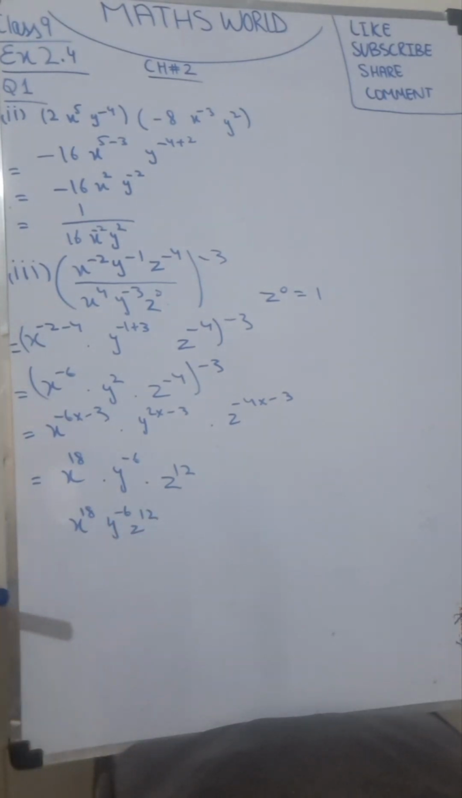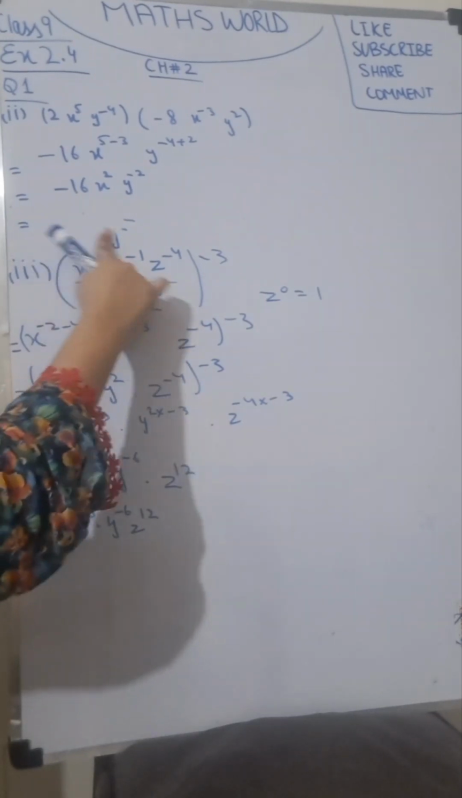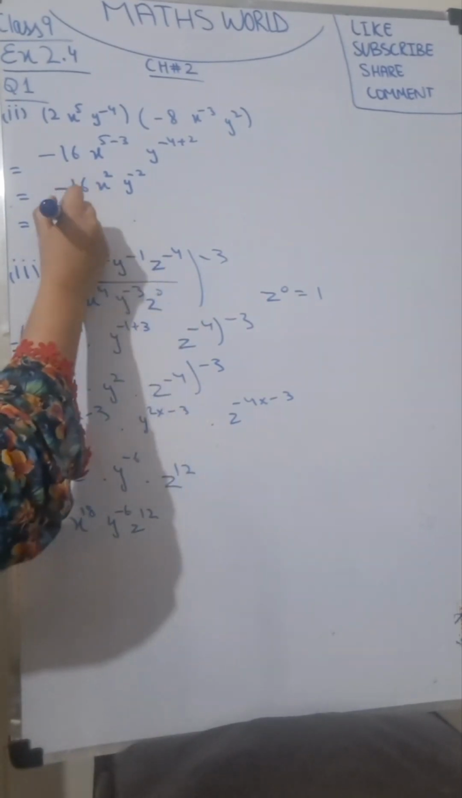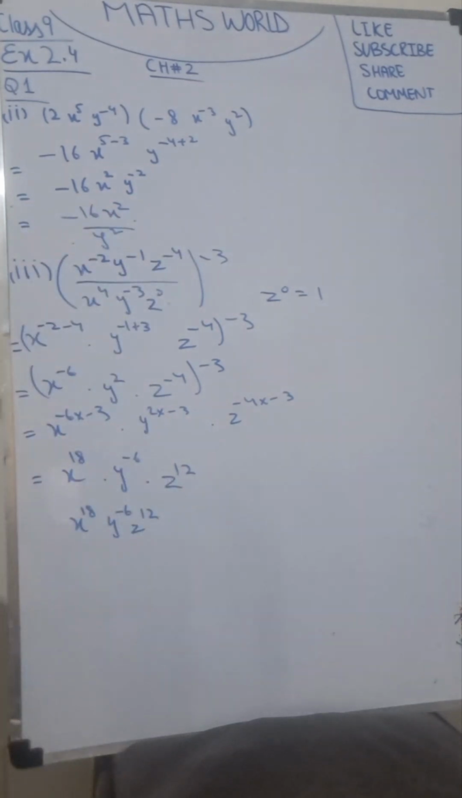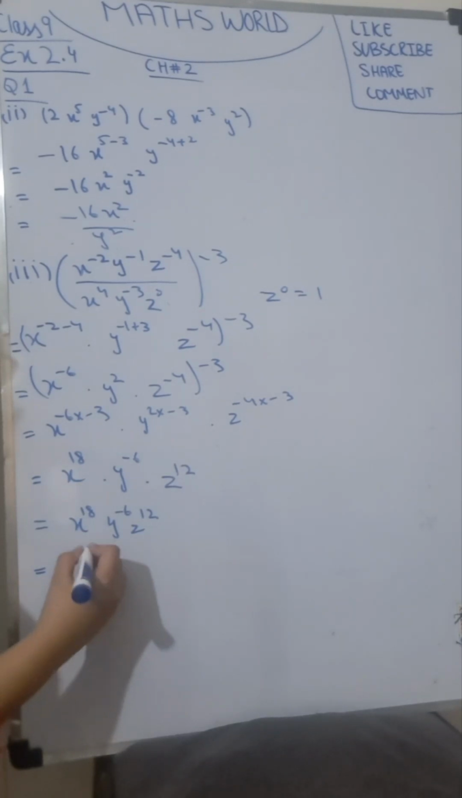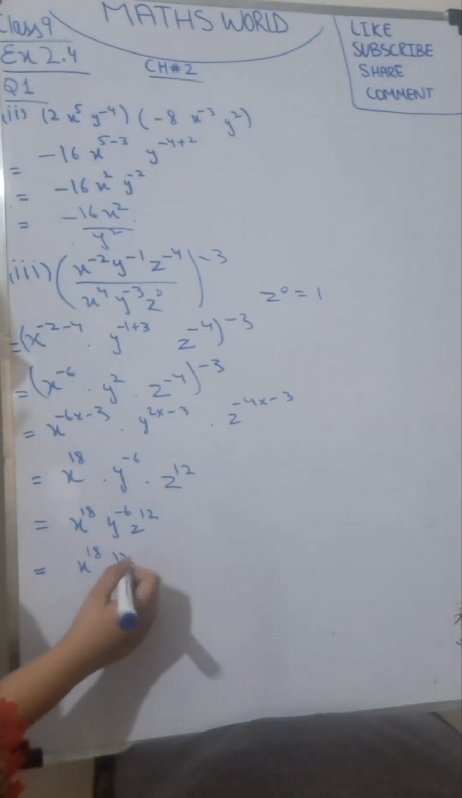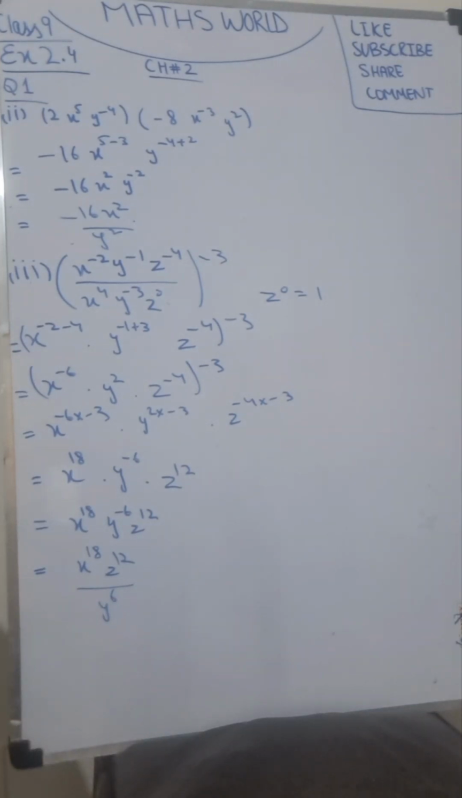Or either you can make a change over here, and in this question also you can change this a little bit. How you can write -16 x^2, and this can be y^2. Here also you can write your answer now: x^18 z^12 divided by y^6. Reciprocate. So this is the method to solve the question.